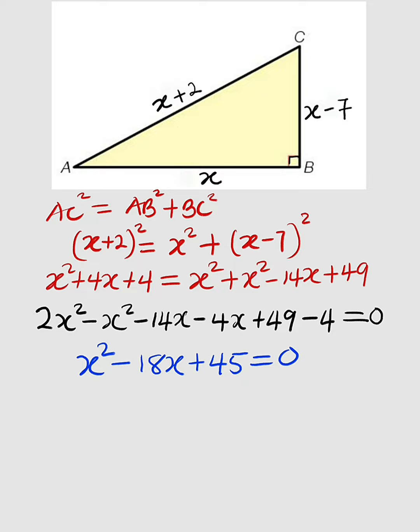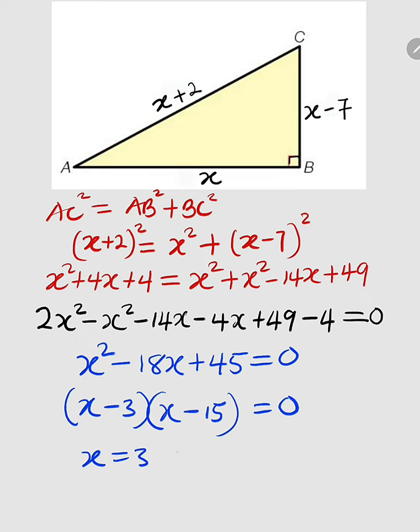This is a quadratic equation that can be solved by factorization. We're going to think of two numbers which, when we multiply them together, we get positive 45, and when added together, we get negative 18. The numbers are negative 3 and negative 15. If you set each of these factors equal to 0, the first gives x equal to 3, and the second gives x equal to 15. And this is exactly how most people solve the problem.